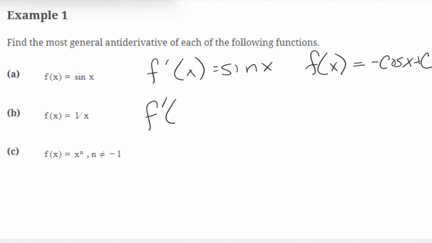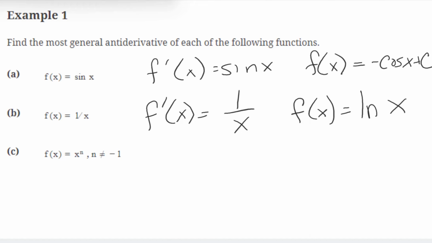If f prime of x is 1 over x, what's f of x? So what derivative is going to give you 1 over x? ln of x. Oh yeah, I forgot. It's a bad calc teacher. I forgot the plus c. Plus c.